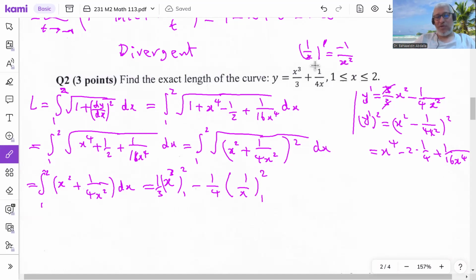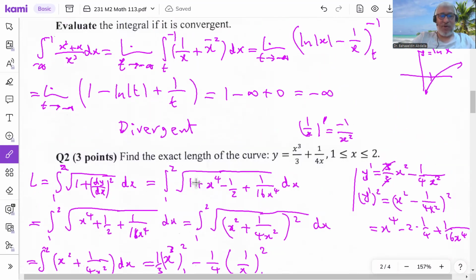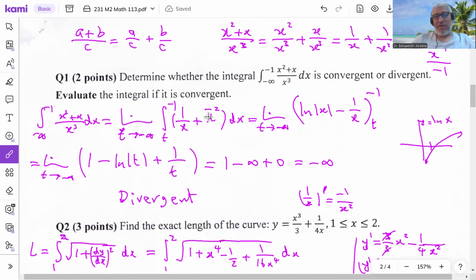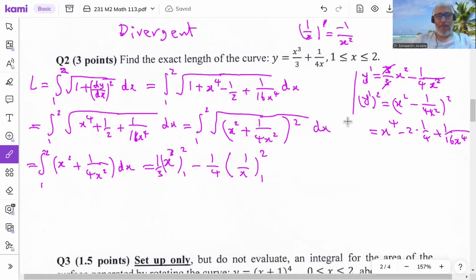So this formula, we used it when we found the derivative of 1 over x. And also the integral of negative 1 over x squared should give you 1 over x. Or you can just write it x to the power negative 2. I believe we did it here. So see, plus x to the power negative 2, the integral is negative 1 over x.